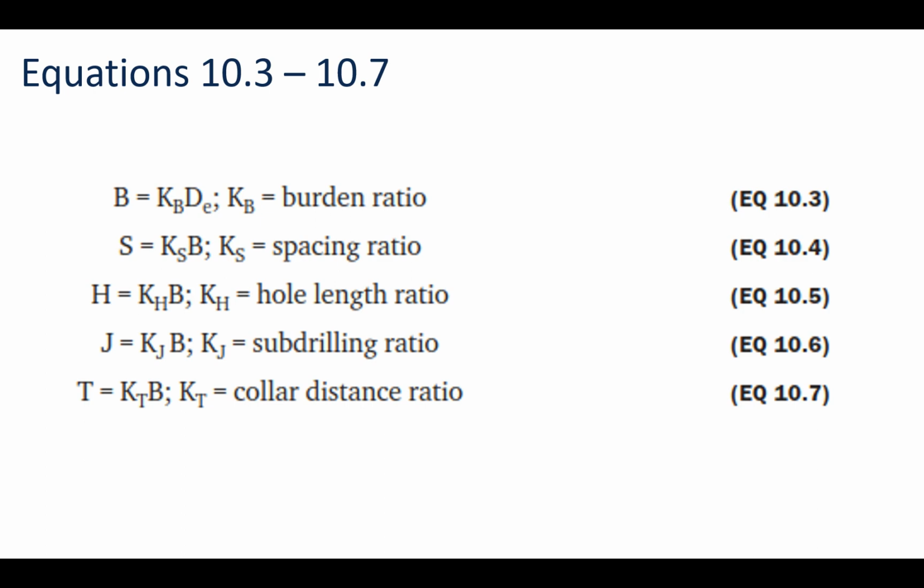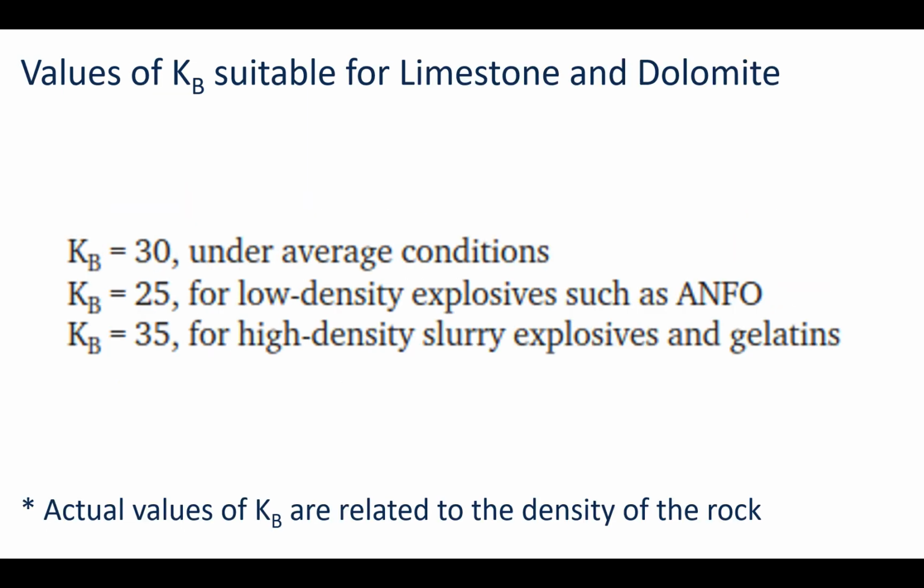So that brings us to a bunch of ratios, which are equations 10.3 through 10.7. And it shows you that these values, B, S, H, J, and T, can be calculated as K sub B, S, H, J, and T multiplied by either the diameter of the hole or the burden. Okay, and so K sub B is the burden ratio, K sub S is the spacing ratio, K sub H is the hole length ratio, K sub J is the subdrilling ratio, and K sub T is the collar distance ratio.